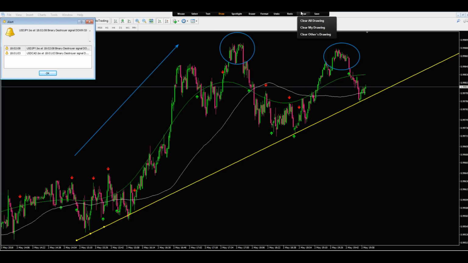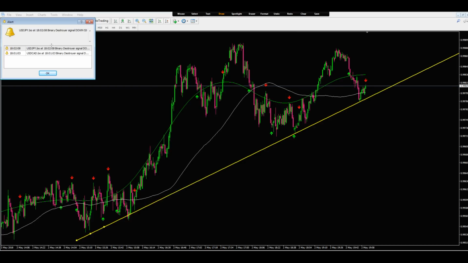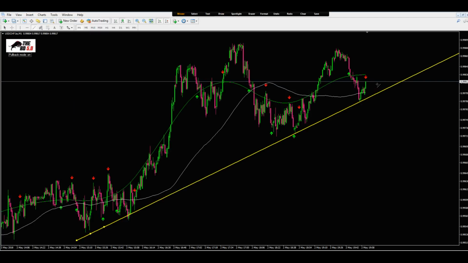Now let me delete them. We could get into a trade here to take this down, or even a bounce off the trend line. This would be good, but I won't be taking a trade. I forgot my mouse there. There we go, that's better. So there's a nice opportunity there.